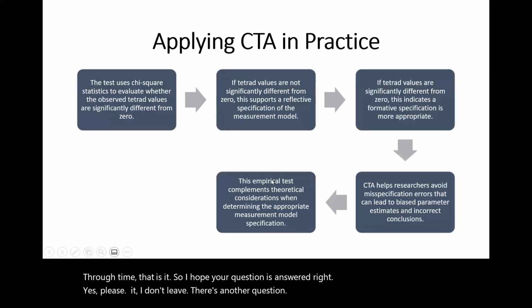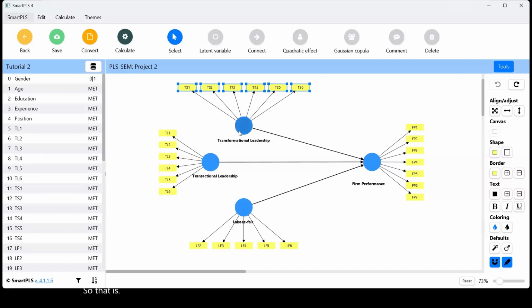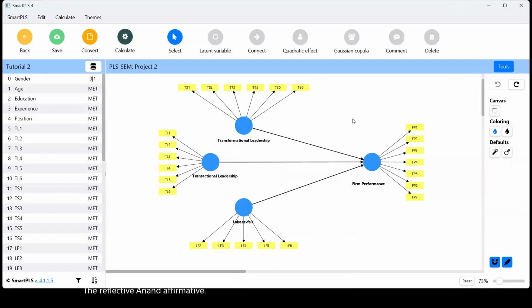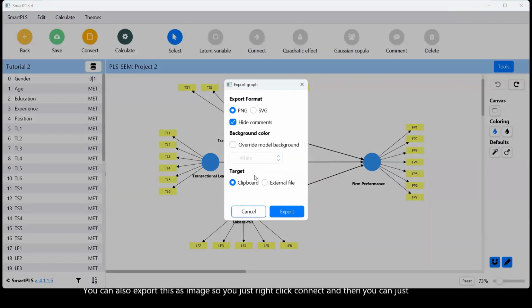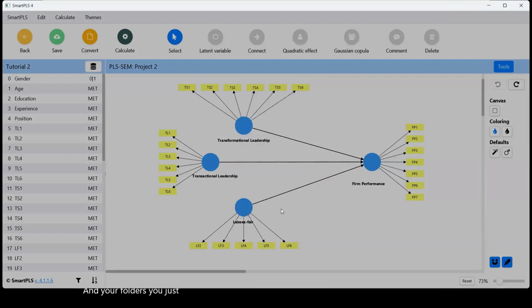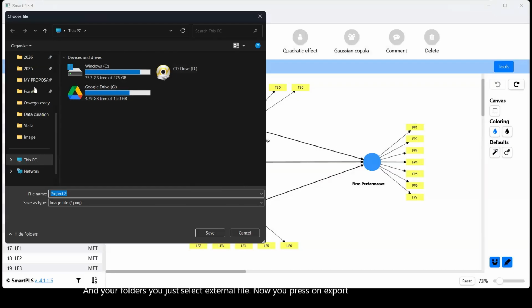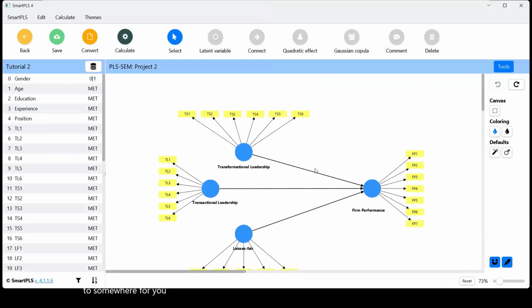So that is the reflective and then the formative. You can also export this as an image. You just right click on it and then you can export it. You select any of these. Most of the time PNG is the normal picture format. So you select PNG and then you can override the background or just let it be. You can copy: if you select clipboard, you just copy it to the clipboard. If you want to save it somewhere in your folders, you select the external file, then you press export. Export will take you somewhere for you to save it. That is all.